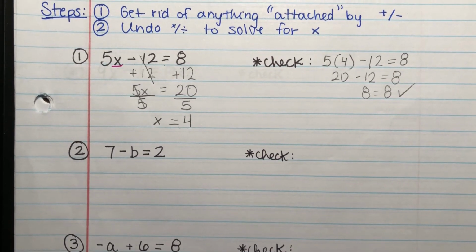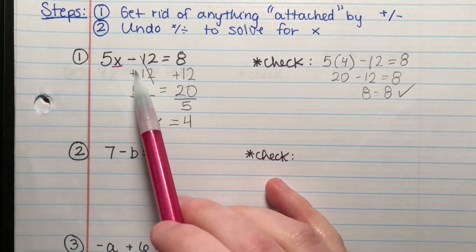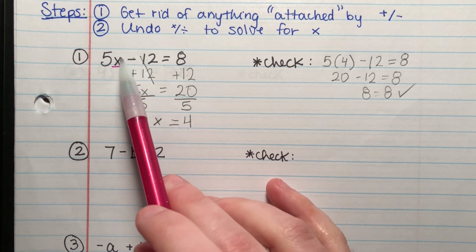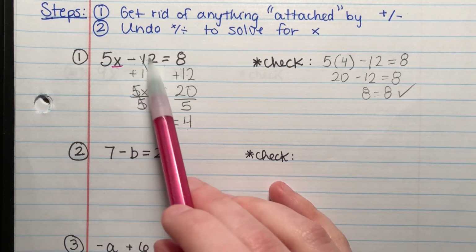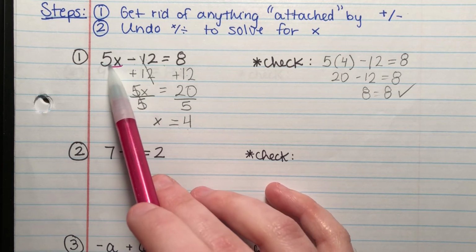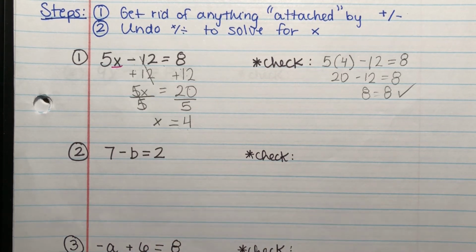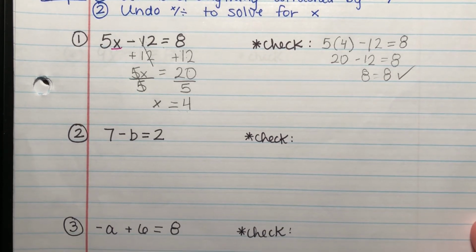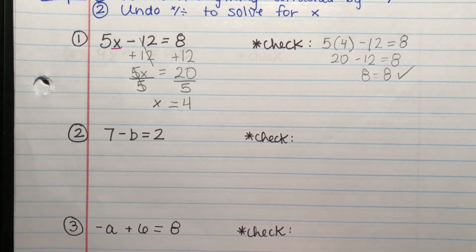All right. So first I got rid of anything connected by addition or subtraction, anything just hanging on. Then whatever's connected to it very closely by multiplication or division, I'm going to undo that. All right. So let's try number 2.